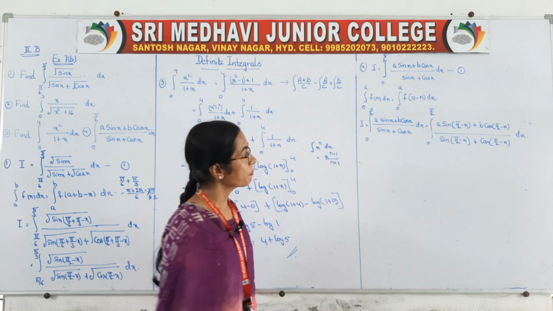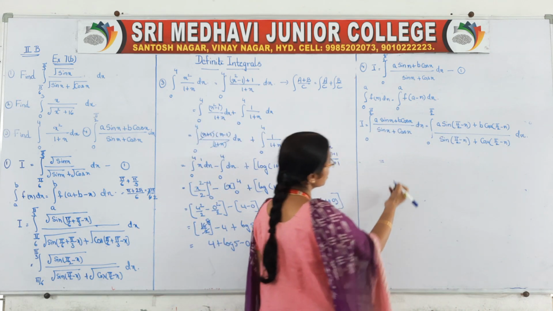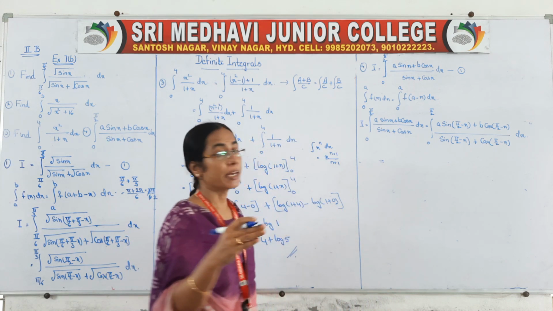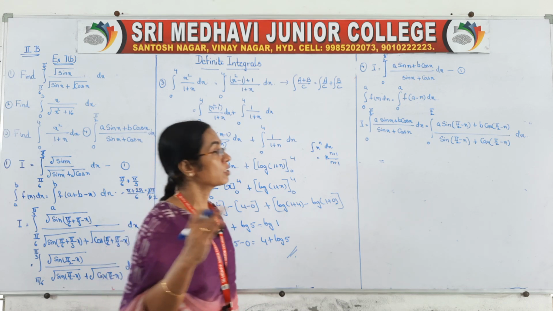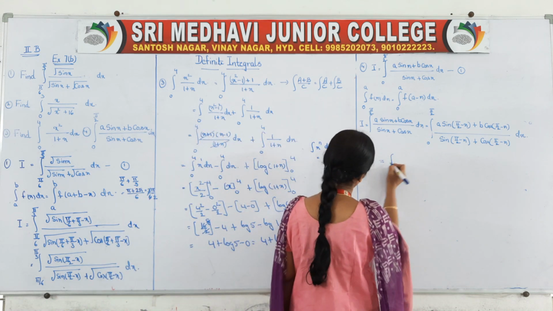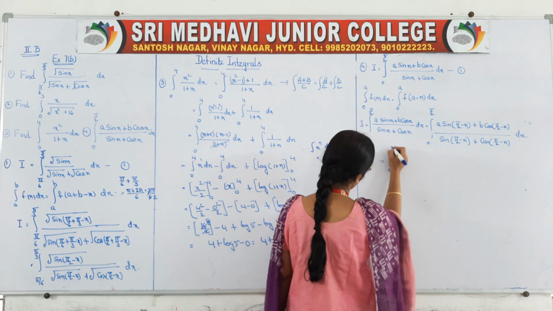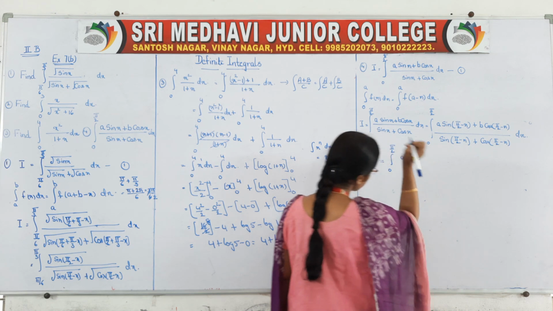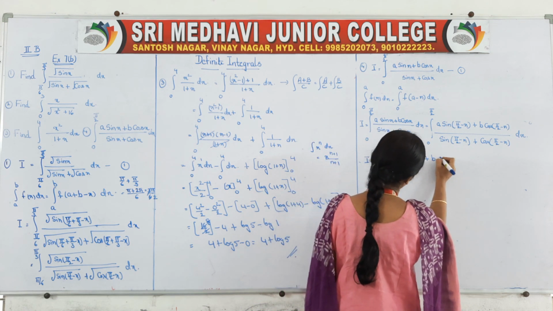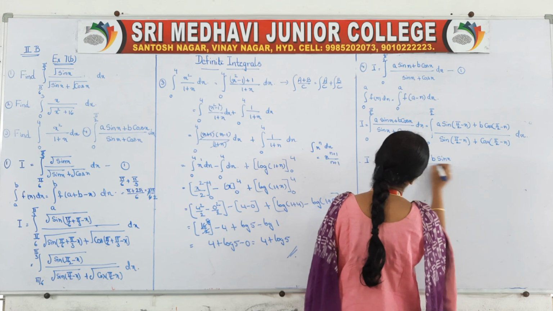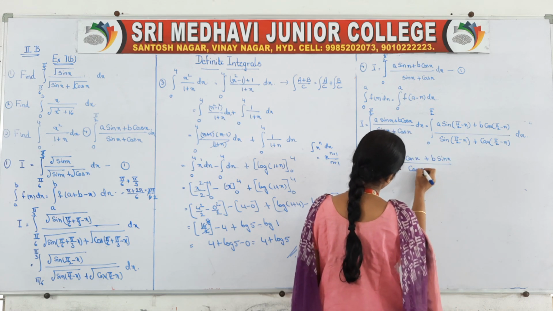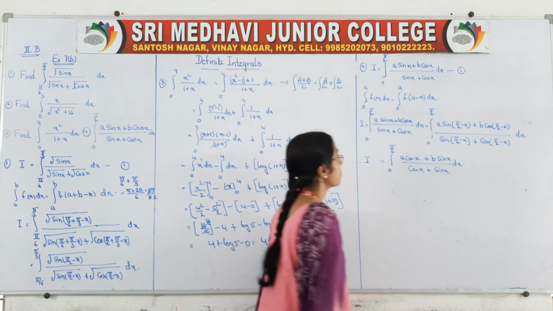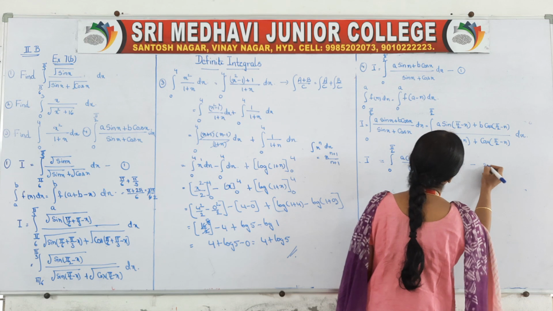For 90 minus theta, in the first quadrant all ratios are positive, but with 90 minus theta the ratio changes: sin changes to cos, cos changes to sin. This is your I, integral 0 to pi by 2 of (a cos x plus b sin x) divided by (cos x plus sin x) dx. You consider this as your second equation.